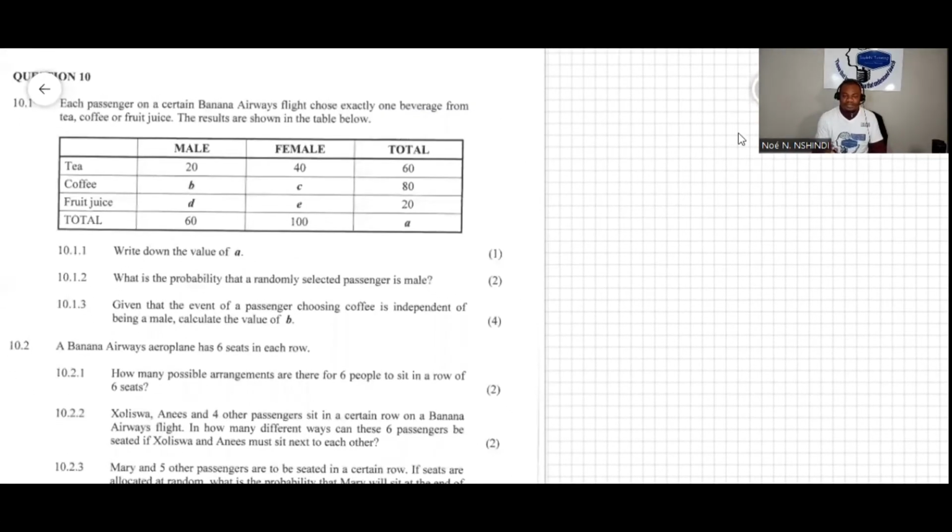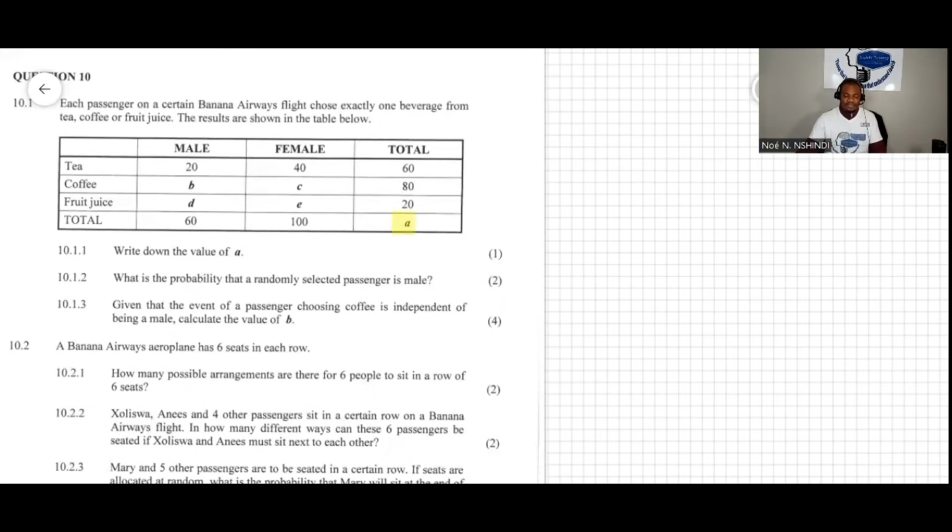Well, the question here says each passenger on a certain Banana Airways flight chooses exactly one beverage from tea, coffee, or fruit juice. The results are shown in the table below. Question 10.1.1: write down the value of A. All right, we can see that A is over here.